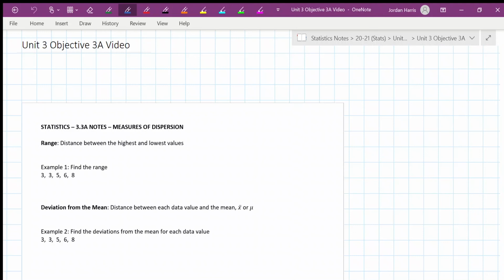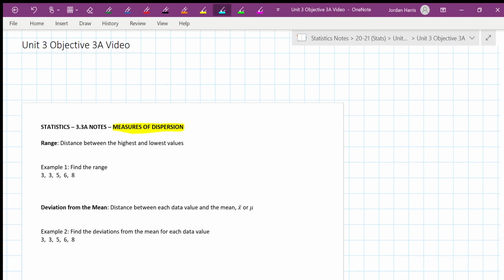This is 3.3a notes, measures of dispersion. Okay, so just like measures of central tendency, we're going to start with the title, measures of dispersion. So measures, these are different ways to measure dispersion. Hopefully you know dispersion is how spread out things are. So we're going to talk about the different ways that we can measure how spread out data is.